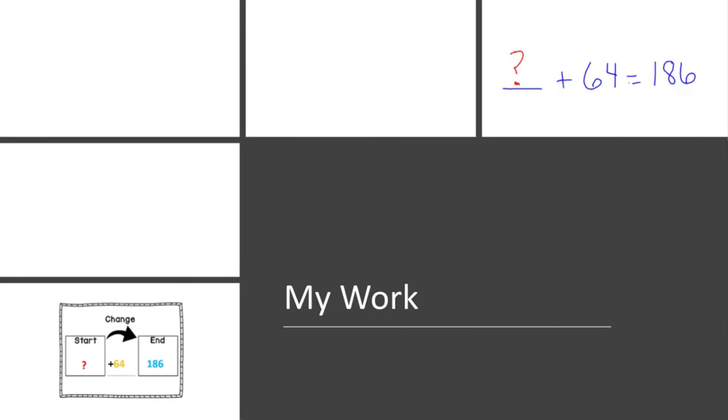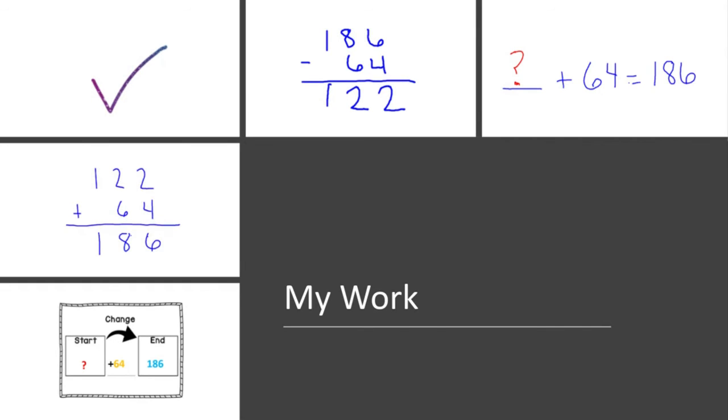Since I'm missing the start, I can work backward to find it. Therefore, I will subtract to figure out the starting point. Next, I will check my work by adding the start to what the lion gained. As I look, I see that all of my numbers match, so I think that my answer makes sense.